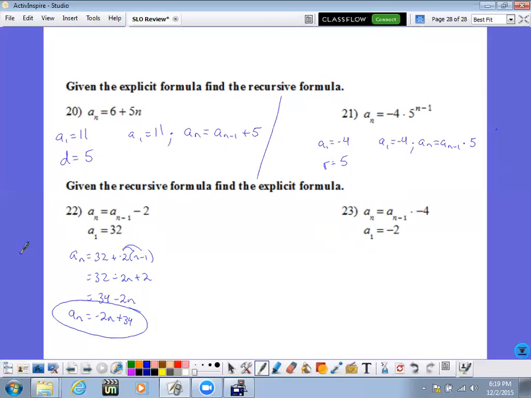The explicit formula for this one, you can look right here and you can get your ratio. You look right here and you got your first term. So you want to do your explicit formula. You're going to have your first term, negative 2, times negative 4 to the n minus 1. And we're finished with that one.